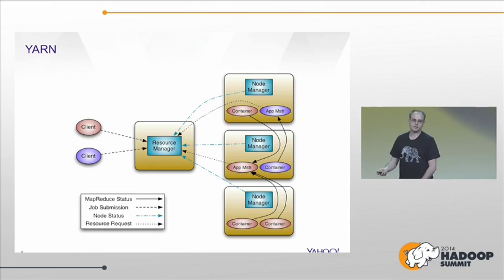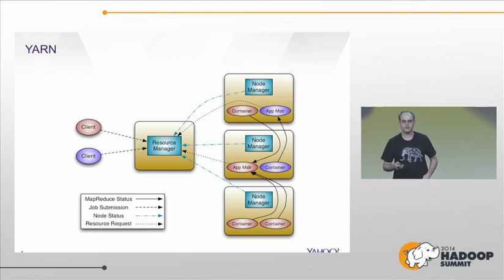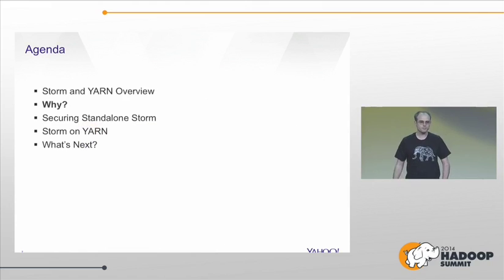So you have an app master, which corresponds to an application that's running. It communicates with the resource manager to request more resources, and then it is responsible for going off to individual node managers to go launch them. So we may come back and refer to these things later on as we talk more about Storm, securing Storm, and Storm on Yarn. So next question, why?